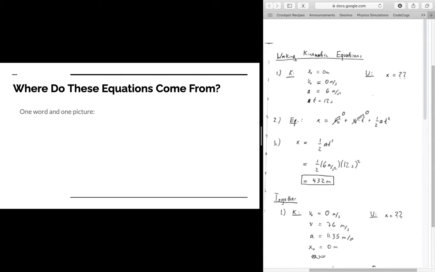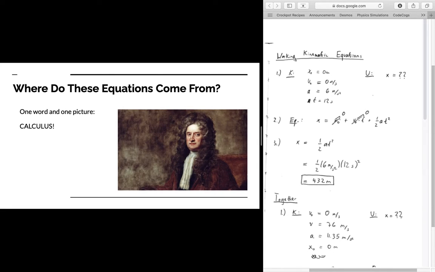So again, where do these equations come from? One word, one picture: calculus, and this guy right here, Isaac Newton. Isaac Newton developed calculus, and he applied calculus to the position and velocity versus time graphs we've been looking at over the past couple lessons, and he was able to derive the kinematic equations from this specific combination of factors, calculus and position and velocity versus time graphs.